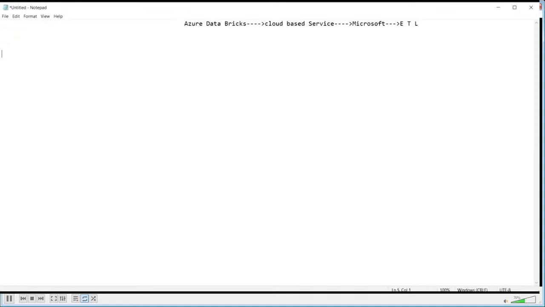ETL stands for, already I told you yesterday, ETL stands for what? Extraction, transformation, and loading. Whereas this process of extraction, transformation, and loading is a process of what? Data summarization.